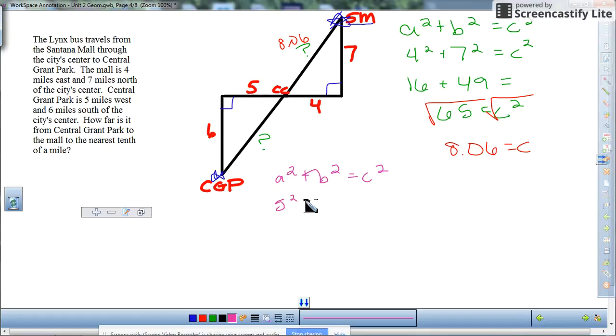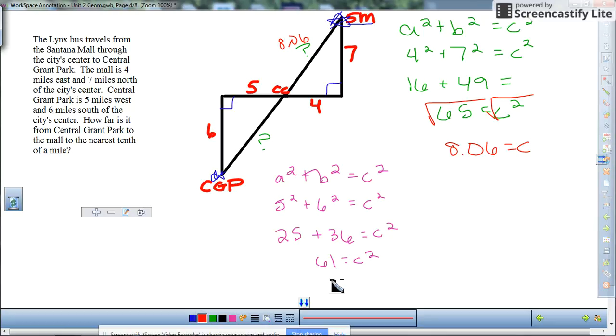So 5 squared plus 6 squared is equal to, and again, we don't know the hypotenuse. That's what we're looking for. So when we simplify, 5 squared is 25. 6 squared is 36, and that's going to be equal to c squared. And when I add 25 and 36, I will get 61. But remember, I'm looking for c, the length of the hypotenuse.